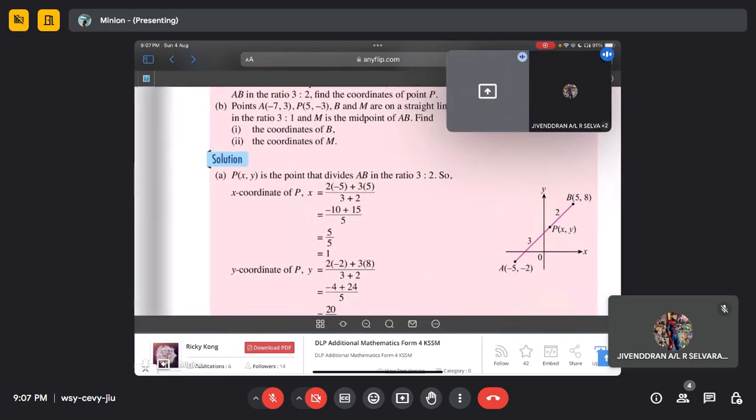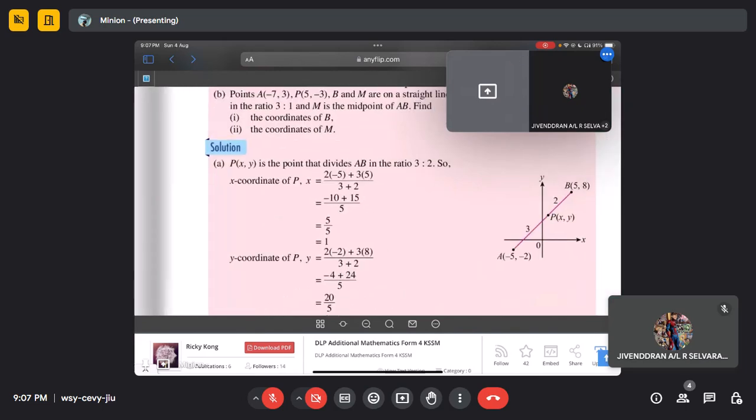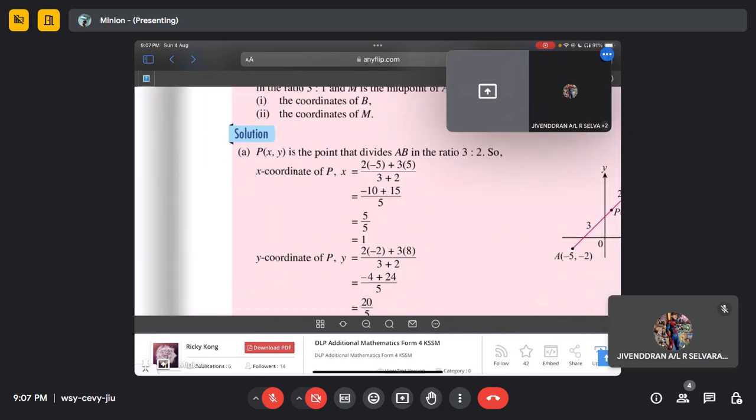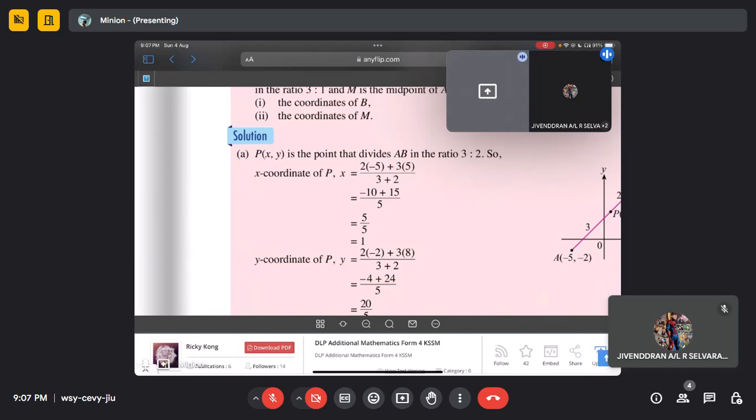Can't recall if this formula is given in the exam. Not very sure. I think they provide it, but you guys still need to know.